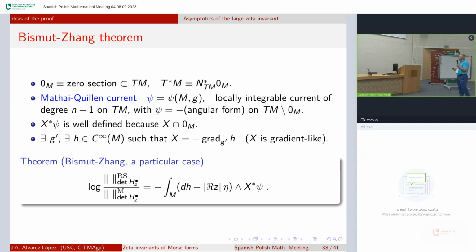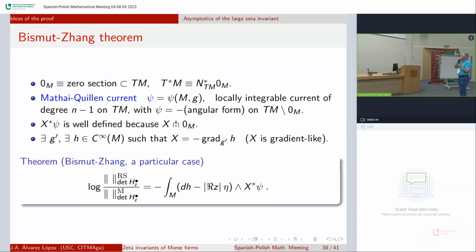In general, we have a more general formula, which was proved by Bismut and Zhang, which is this theorem. Let me explain it. We take the zero section on the tangent bundle, and then there is a current on the tangent bundle, which is denoted by psi, which is called the Mathai-Quillen current, which is locally integrable and of degree n-1. And on the complement of the zero section it is equal to minus the angular form.